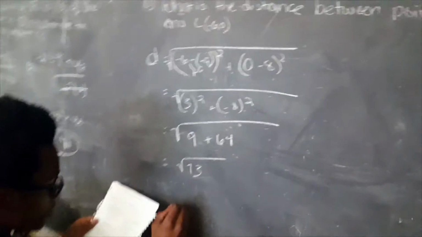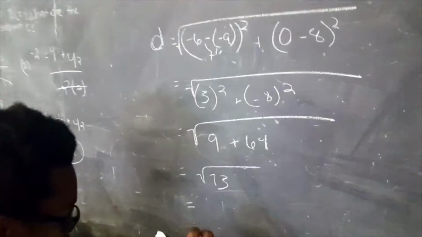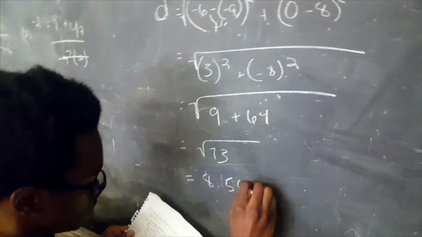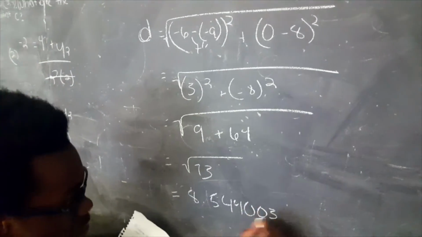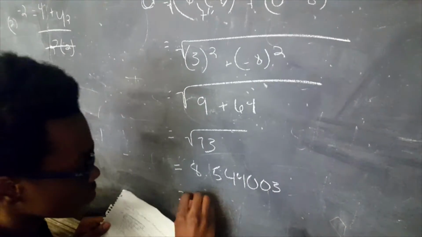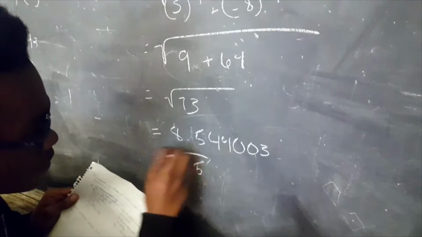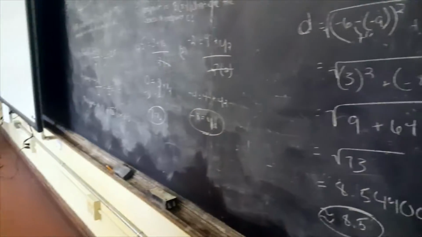Alright, now for this last part, you would have to use a calculator. Once you put it into the calculator, it will come up to 8.544003. But you wouldn't need all of those numbers, so you can round it to 8.5.